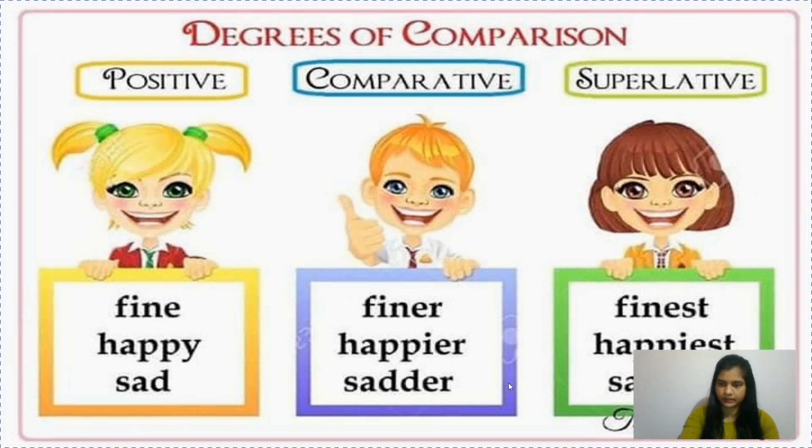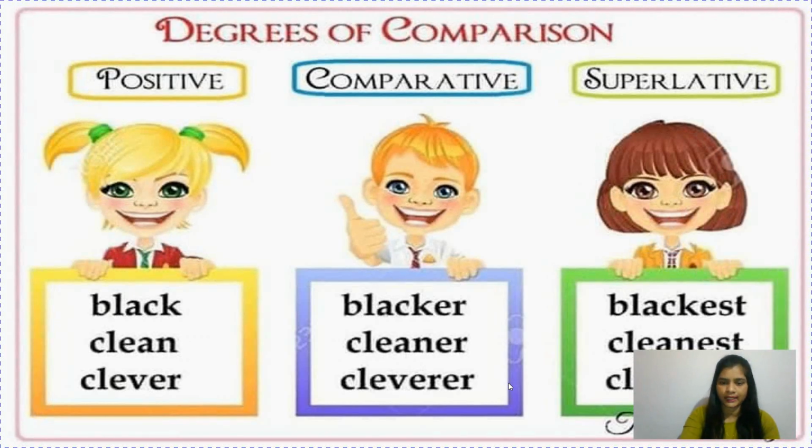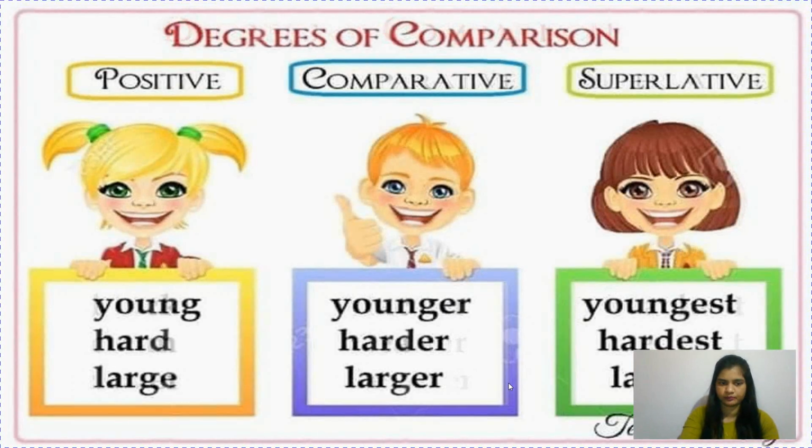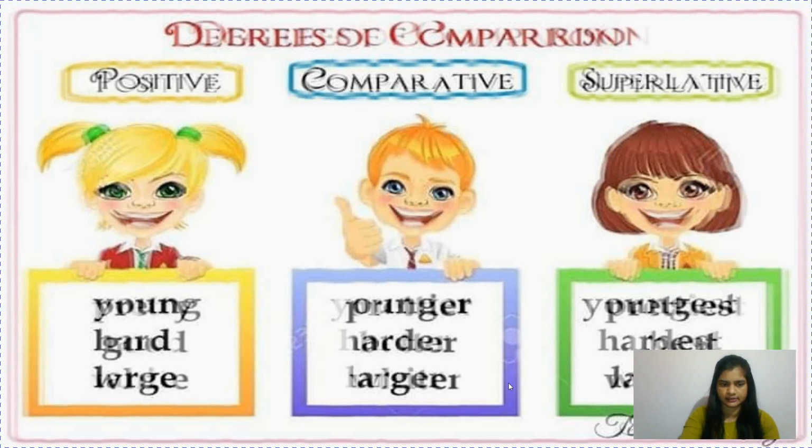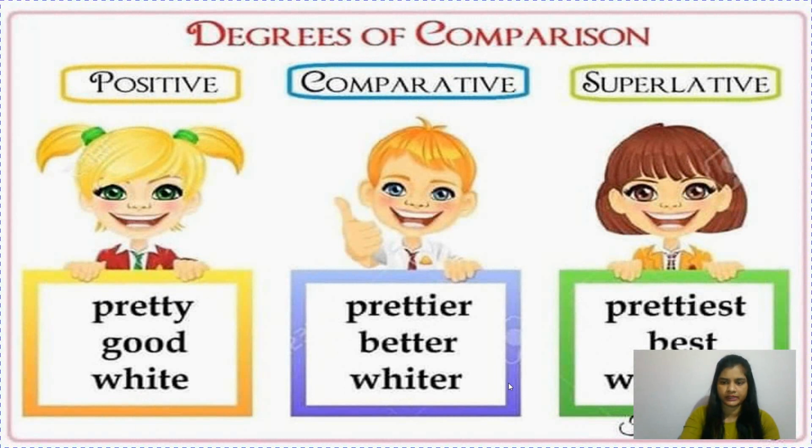Happy, happier, happiest. Sad, sadder, saddest. Black, blacker, blackest. Clean, cleaner, cleanest. Clever, cleverer, cleverest. Young, younger, youngest. Hard, harder, hardest. Large, larger, largest. Pretty, prettier, prettiest. Good, better, best.